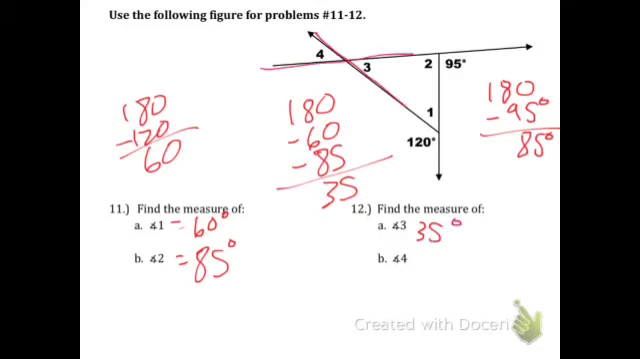And luckily, angle 4 and 3 are vertical angles, so they're congruent. So angle 4 is also 35 degrees. And that's all the angle finding ones. The next video will give you the constructions.